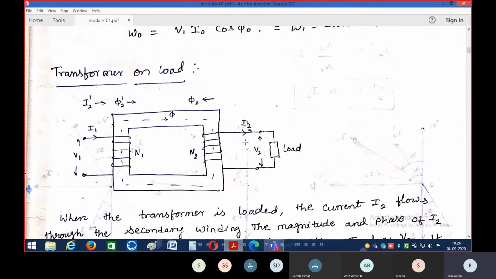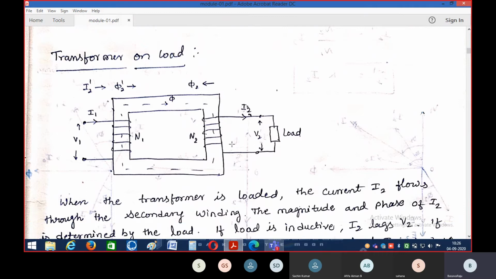Now we will go to the next topic, the transformer operation during the load condition. If you have any doubt about the transformer operation on no load, you can ask me, else I will continue with the transformer on load.